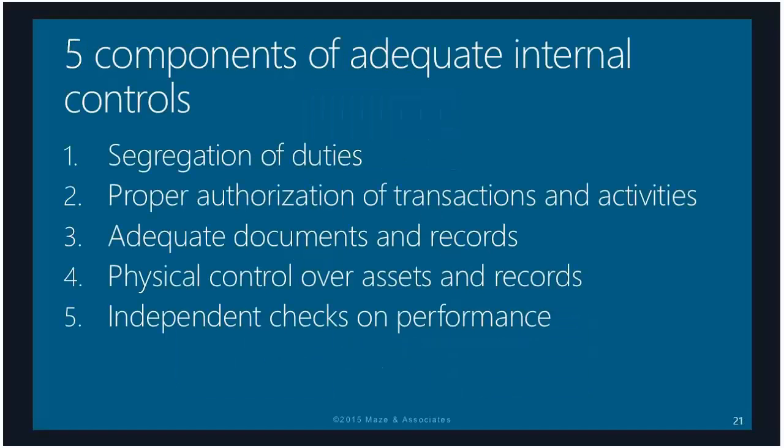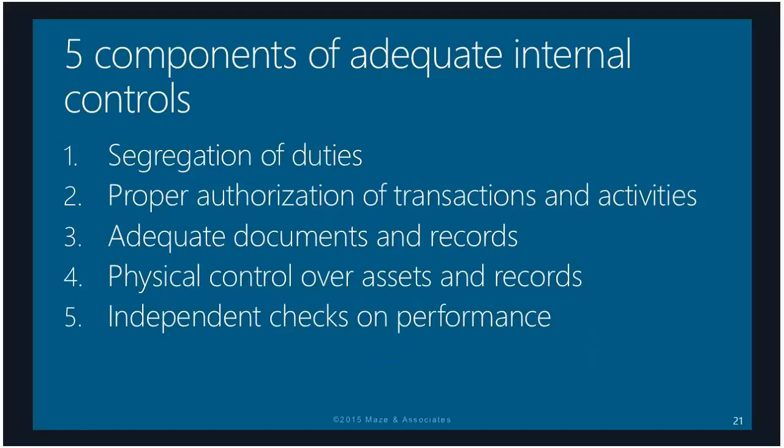The second component of adequate internal control is proper authorization of transactions and activities. And so this is just making sure that you do have policies in place and that you're actually in compliance with the policies and with the approval limits, and making sure that all employees are following these policies.